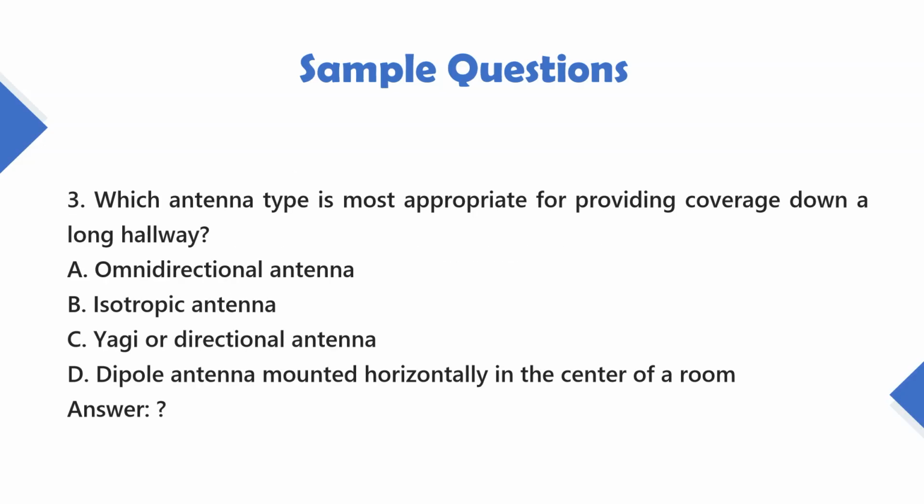3. Which antenna type is most appropriate for providing coverage down a long hallway? A. Omnidirectional antenna. B. Isotropic antenna. C. Yagi or directional antenna. D. Dipole antenna mounted horizontally in the center of a room.